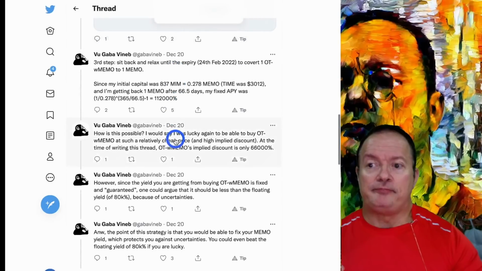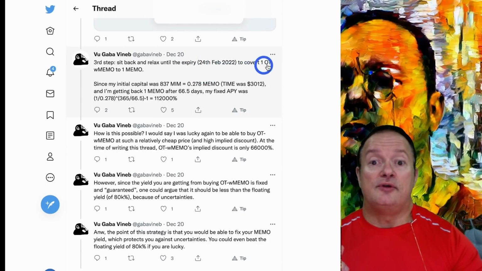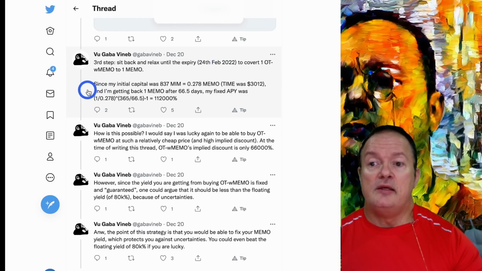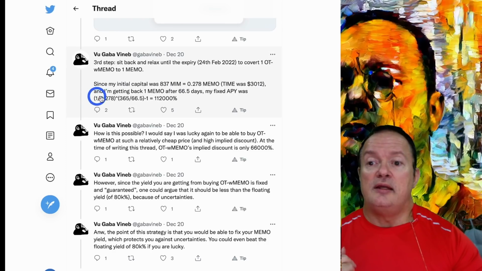All right. So the third step: sit back and relax until the expiry on the 24th of February to convert one OT-wMEMO into one MEMO. So you just have to wait a couple months. It's 64 days from today, and you end up with a full MEMO. Since my initial capital was only $837, so 0.0278 MEMO, at the time the MEMO was only $3,000. Today it's about $4,000. And I'm getting back one MEMO after 66.5 days.